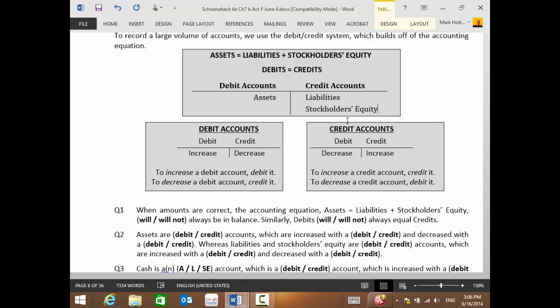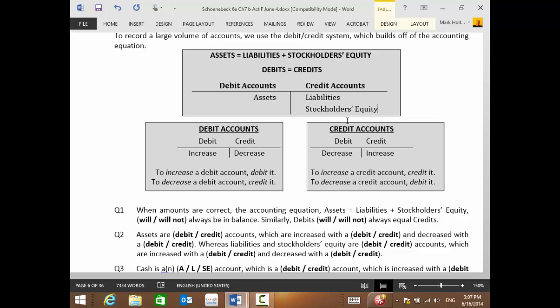Now, they have opposite characteristics, and that's why it's really important to keep them straight. Debit accounts are increased by debiting them and decreased by crediting them. Credit accounts are increased by crediting them and decreased by debiting them. Let me repeat that because it's really important. To increase a debit account, you debit it. To decrease a debit account, you credit it. To increase a credit account, you credit it. And to decrease a credit account, you debit it.